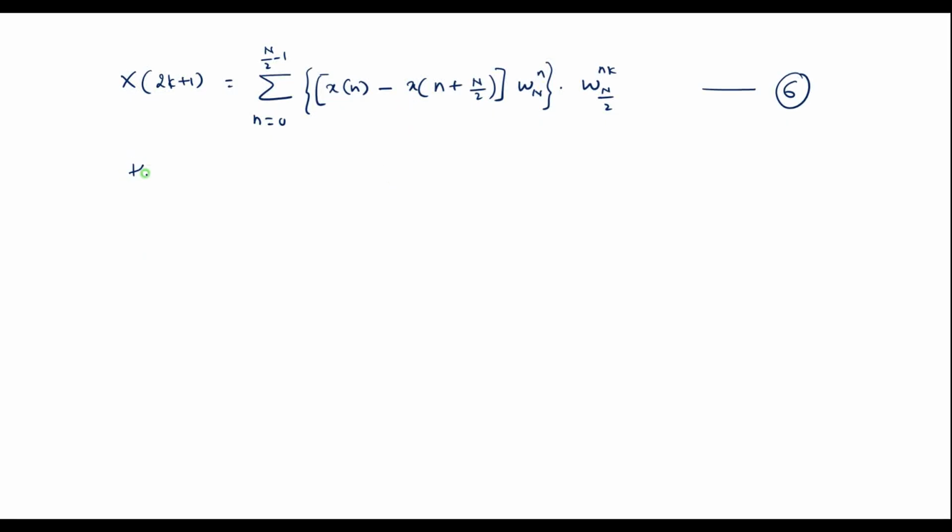So equations 5 and 6 give the DIF-FFT of x of k, because we have split x of k into even and odd parts. So these two equations give the DIF-FFT of x of k.